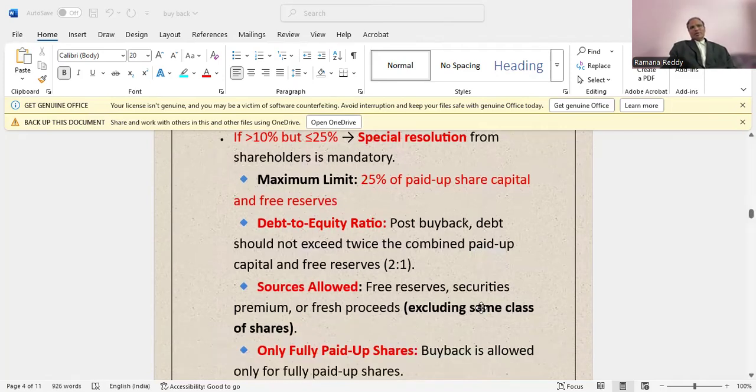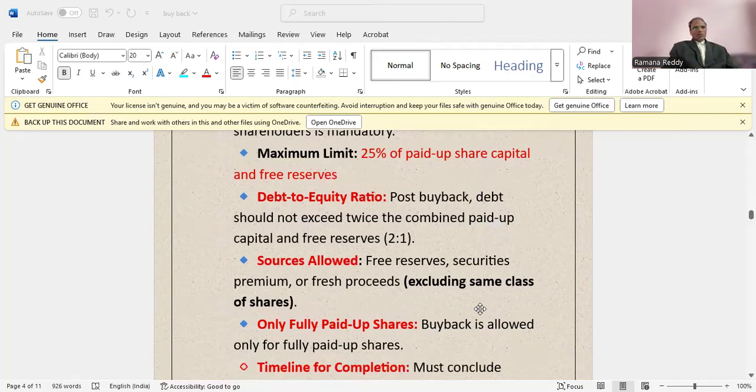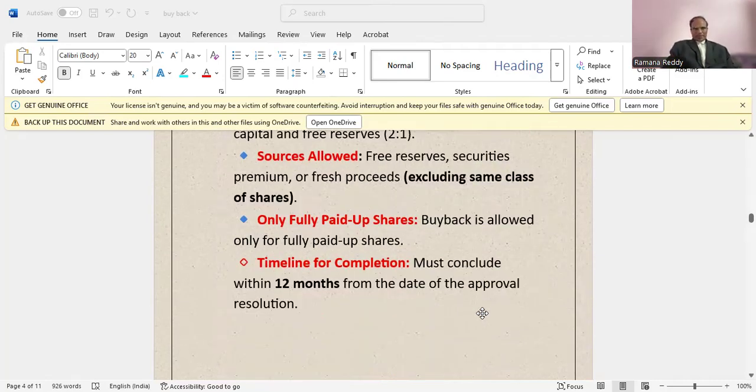What is the source for buyback? Sources are free reserves, securities premium, or fresh proceeds, excluding those of the same class of shares. Only paid up shares: buyback is allowed only for fully paid up shares. What are the timelines? It must be concluded within 4 months from the date of approval of the resolution.